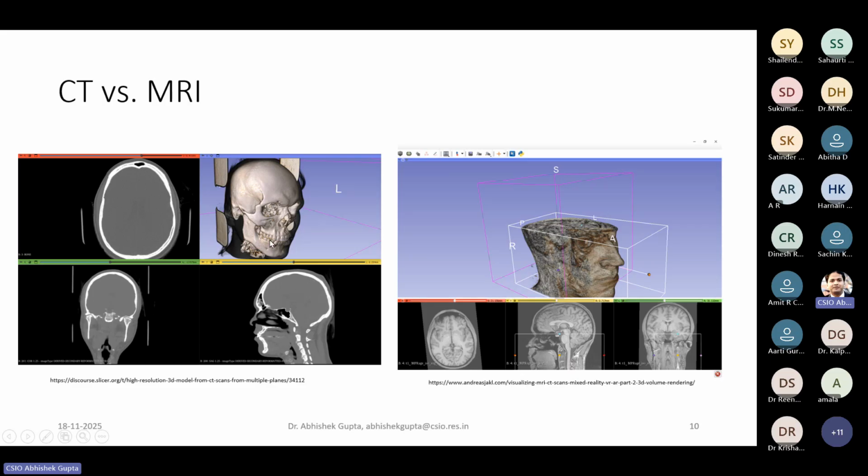CT acquisition can be dangerous to the patient because radiation is involved. But in the case of MRI, it is free of radiation, so that is not dangerous. But there are other issues, like it takes some time, it is costly, and many other things. But mostly radiation is very important. Radiation wise, CT is very expensive.